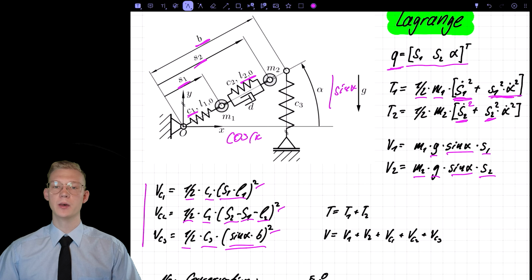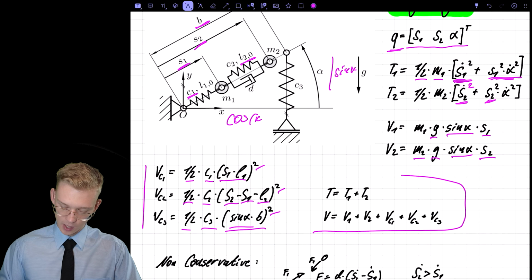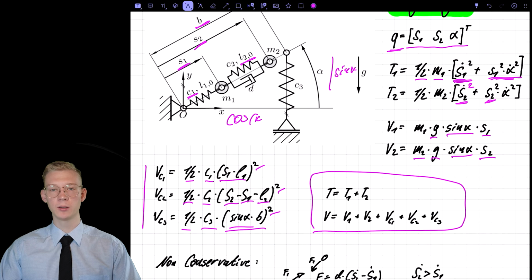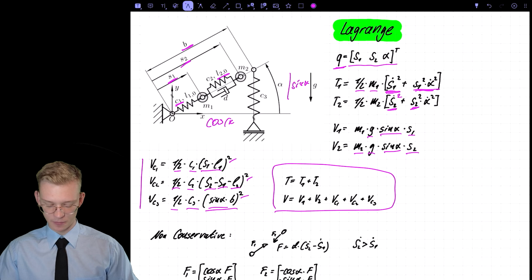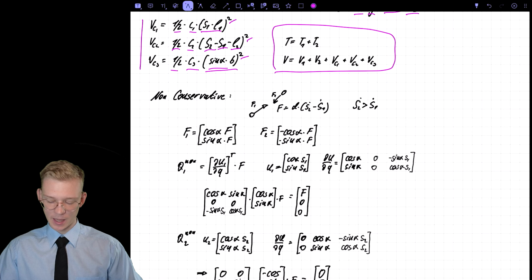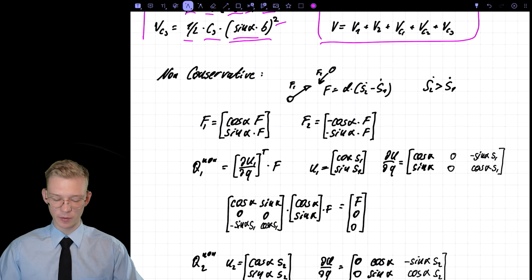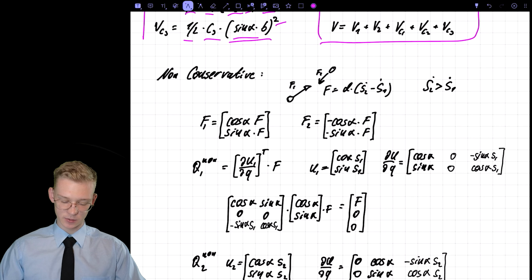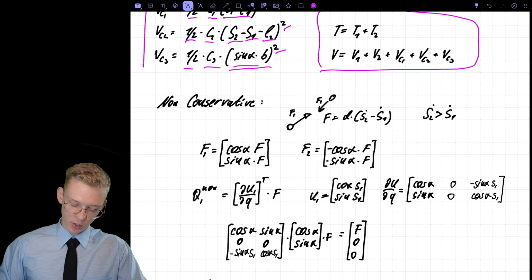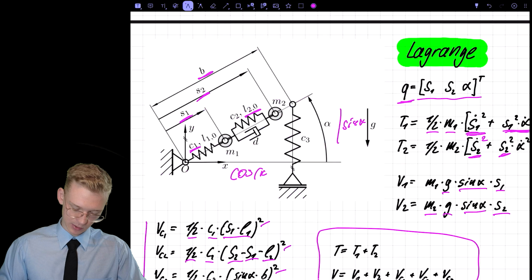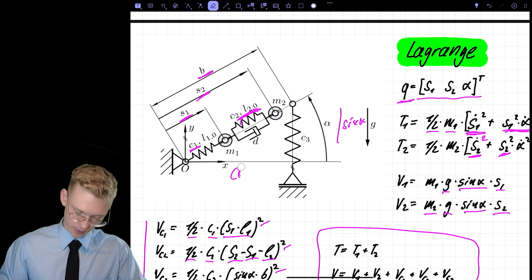So now that we have the potential energies and the kinetic energies, we sum everything up and get the total kinetic energy of the system and the total potential energy of the system. Now we have to think about the non-conservative forces. So this is actually the most important part where you can get a lot of things wrong. So we know that we have a dampener. Let's look at the dampener again.